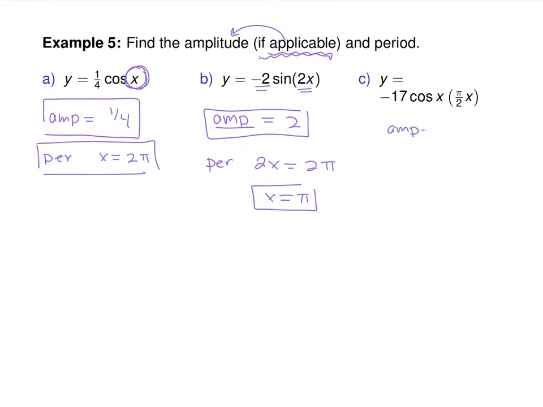What is the amplitude for this next one? 17. And to find the period, you set pi. I have an extra x there, guys, so please scribble one of them out. It's a typo. Whoops. You set pi over 2x equal to 2 pi.